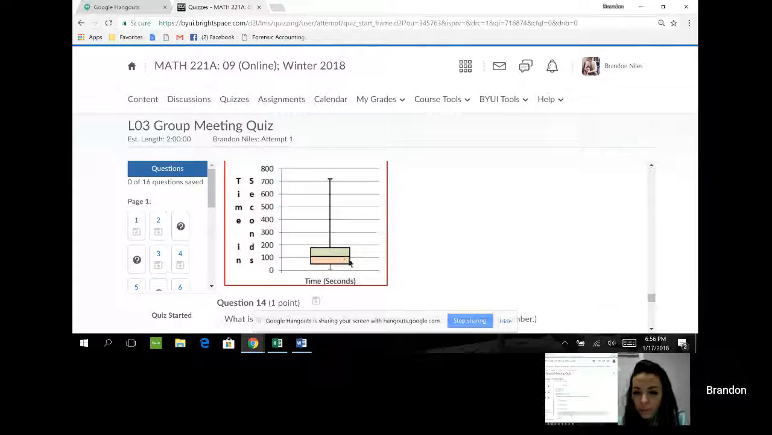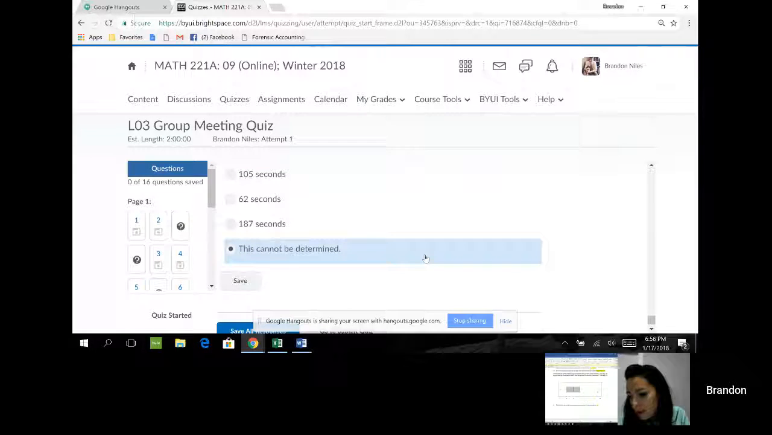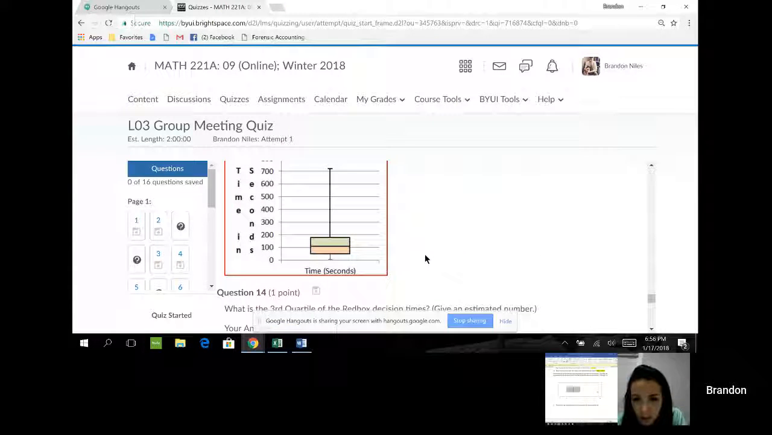See this little middle line here? But isn't that the median? Yeah, that's the median. So the mean, we would have to sum up all of the variables and then divide by the number of them.